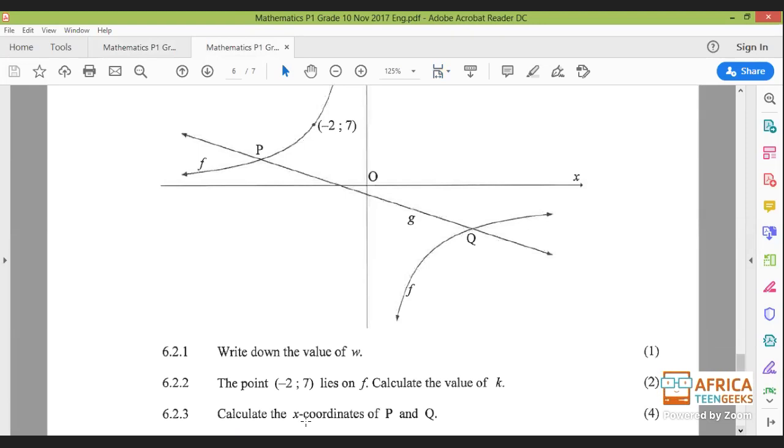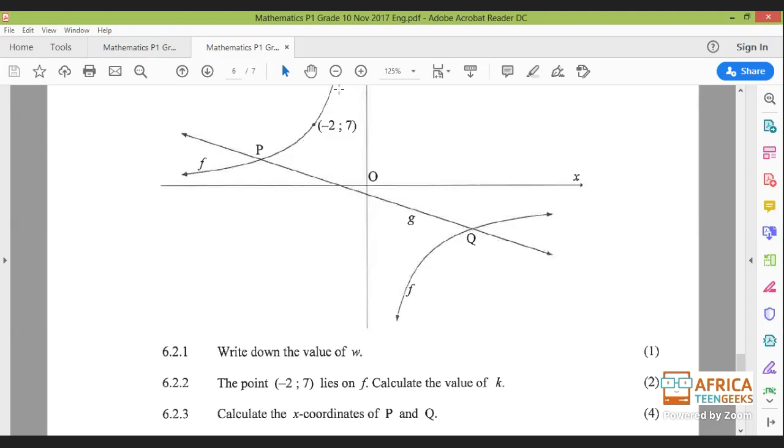Then now 6.23 says calculate the x coordinates of P and Q. So they want the x coordinates of P and Q. We know that P and Q is where two graphs are intersecting, which means you must equate f of x and g of x.